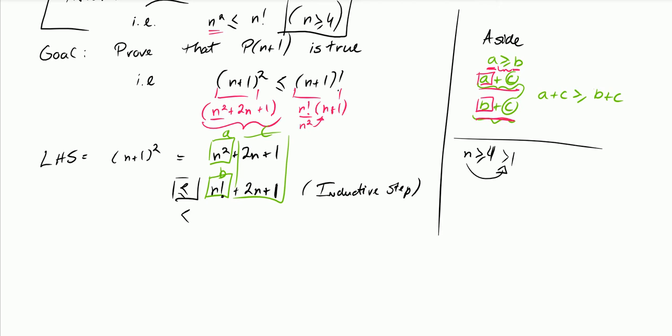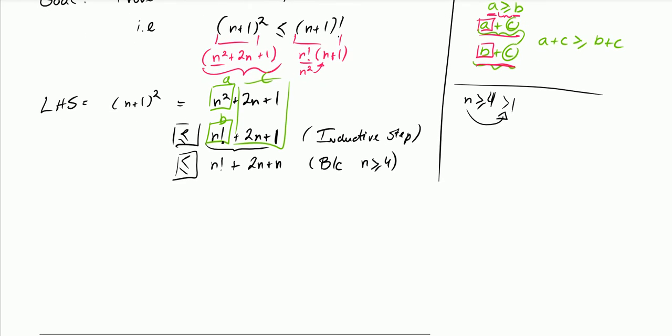I'm going to say that this statement here is smaller than or equal to n factorial plus 2n plus n. That's perfectly legit because I know that n is at least 4, and 4 is clearly greater than 1. So this statement, the greater than or equal to, applies, because n is greater than or equal to 4. So that's equal to n factorial plus 3n.